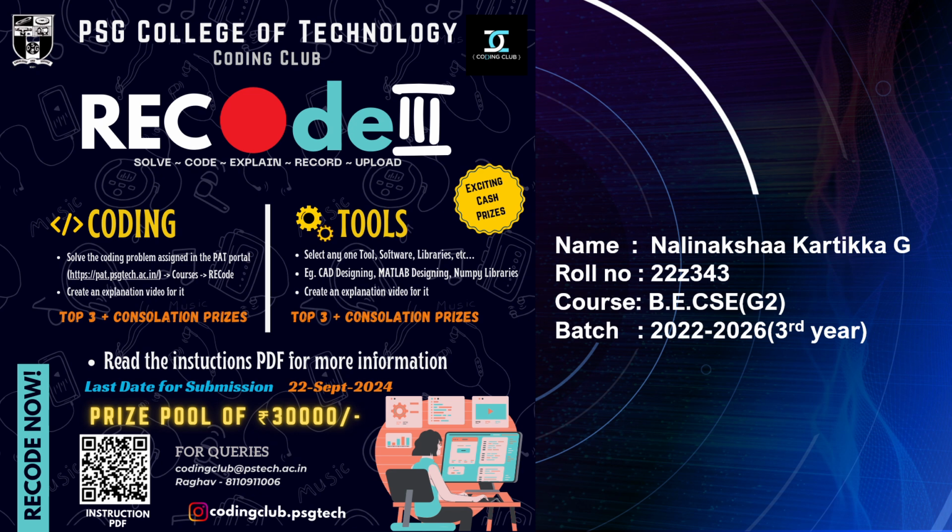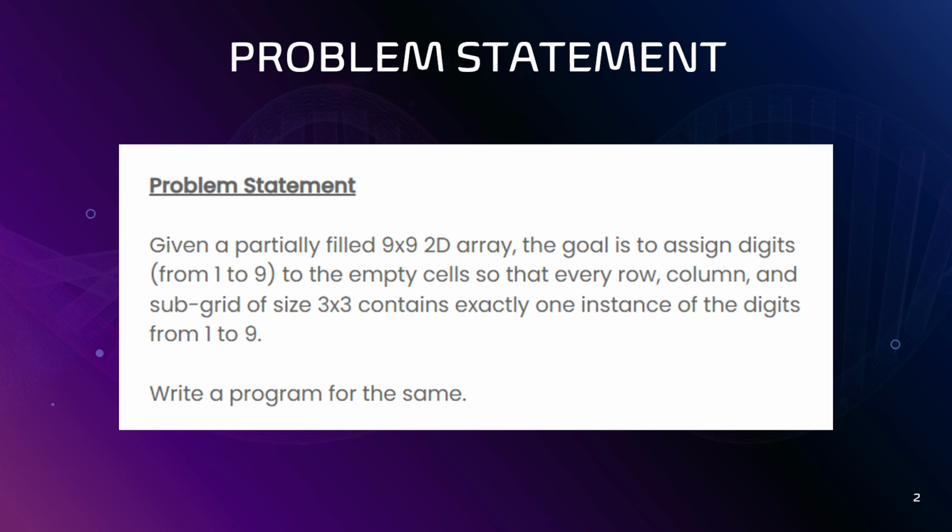So now let's quickly move on to the problem statement. The problem is that, given a partially filled 9x9 2D array, our goal is to assign the digits from 1 to 9 to the empty cells so that every row, every column and every subgrid of size 3x3 contains exactly one instance of the digits from 1 to 9. And we are asked to write the program for the same.